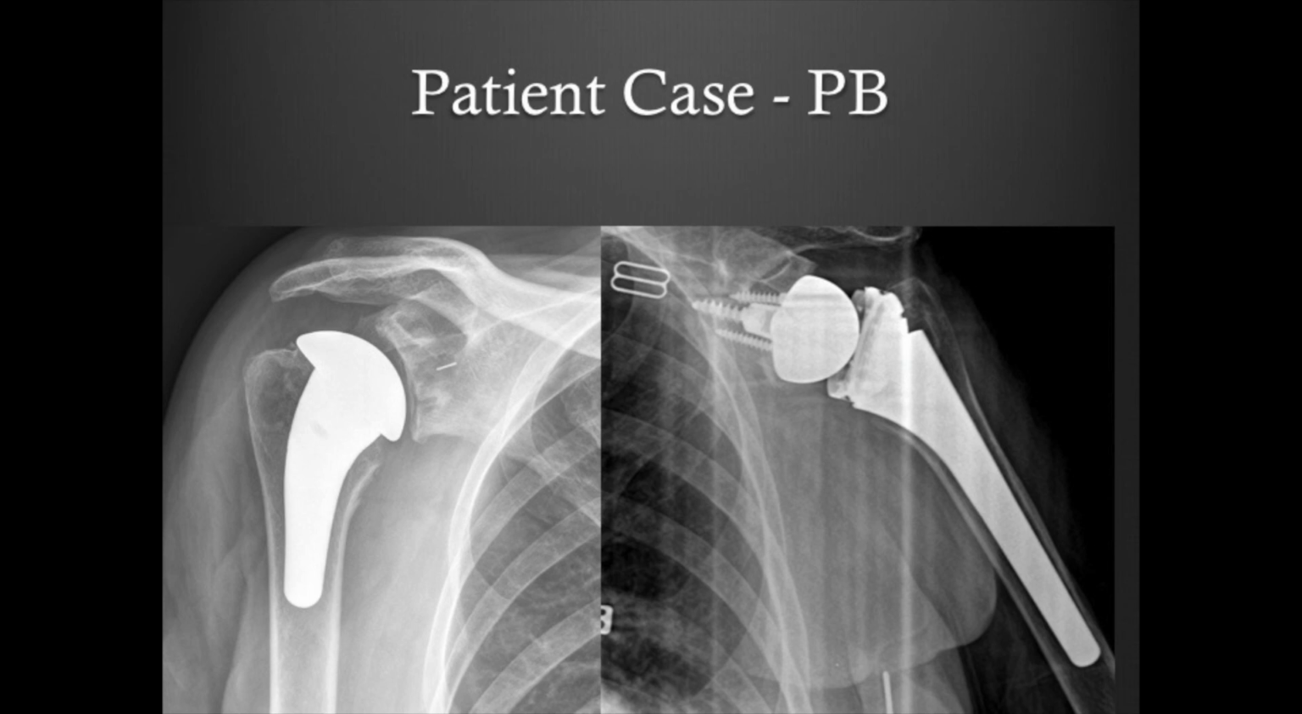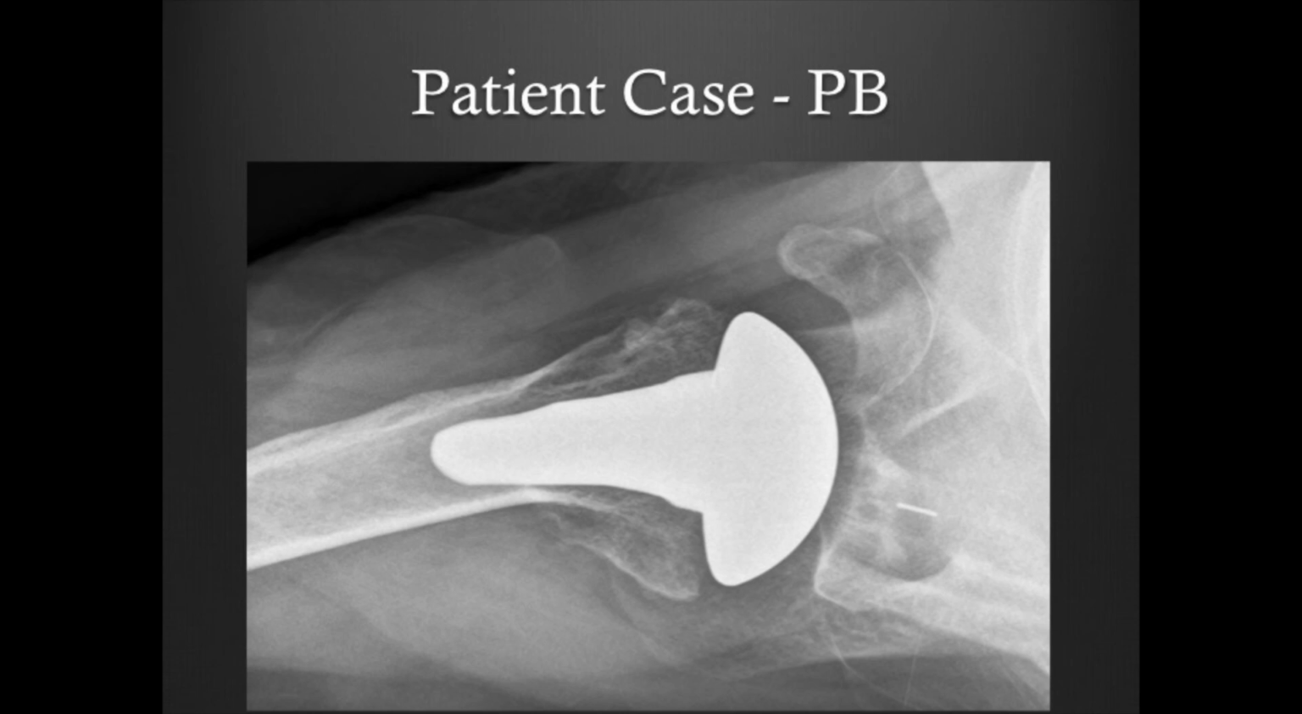For a patient with an intact rotator cuff, I prefer to use a standard total shoulder arthroplasty. However, when a patient's rotator cuff is torn, then I use a reverse shoulder arthroplasty as seen on the left side. This again is a postoperative x-ray showing the arthroplasty in appropriate position.